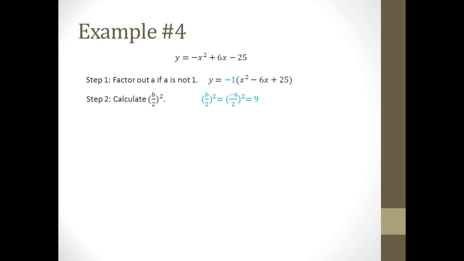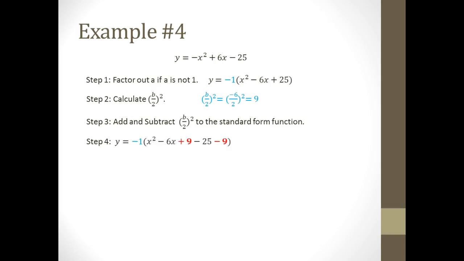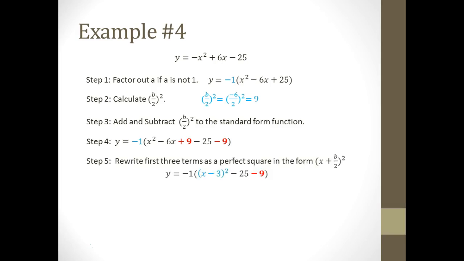We go find b divided by 2 squared. That's going to be negative 3 squared, which is going to be positive 9. We're going to add and subtract that to our standard form function. So we add 9 to the first two terms, subtract 9 from the last term, just like we did before. Now we're going to write x squared minus 6x plus 9 as a perfect square. And we're going to use the format x plus b over 2, where b is negative 6. So negative 6 divided by 2 is negative 3. So we end up with x minus 3 squared.